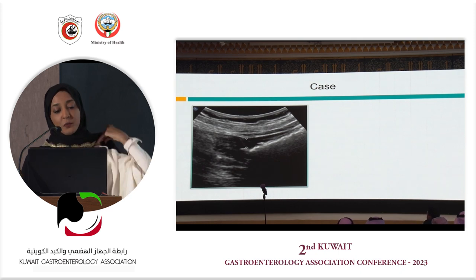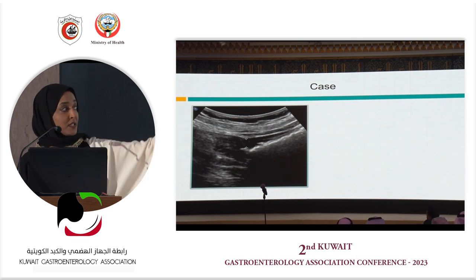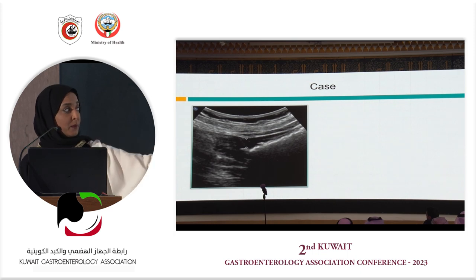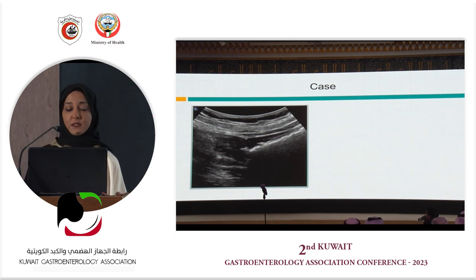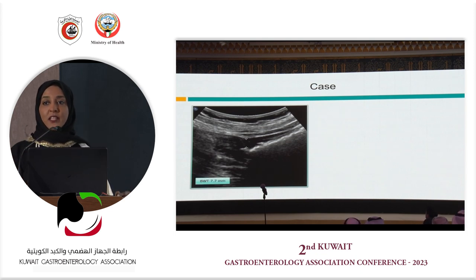I don't know if you're familiar with such images, but this is the anastomotic site. And we can see that it has genuine bowel wall thickening, because usually the ideal cutoff measure is 3 millimeters. And in this patient, it was 7.7. And that rings the bell: what's going on?